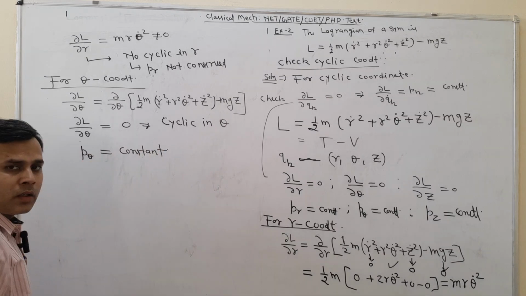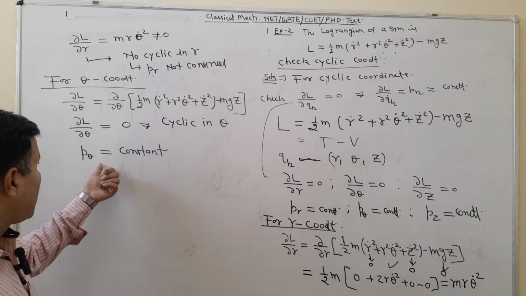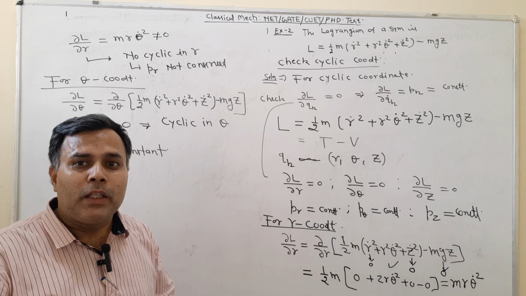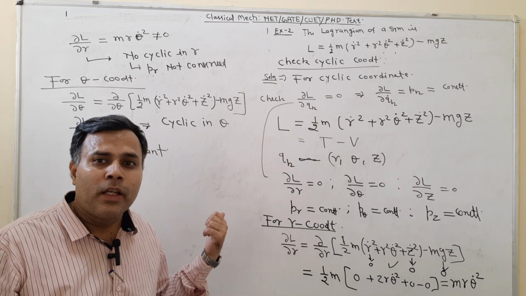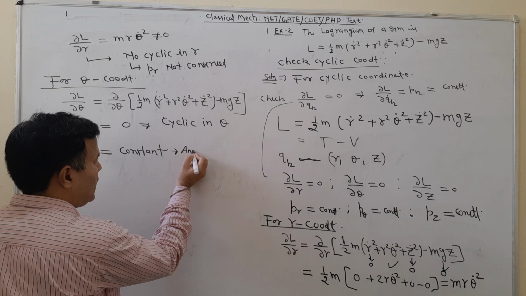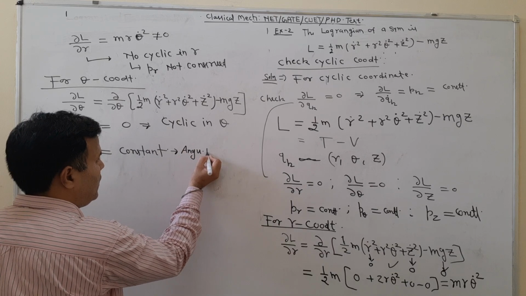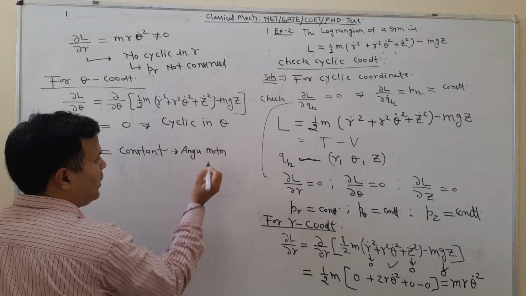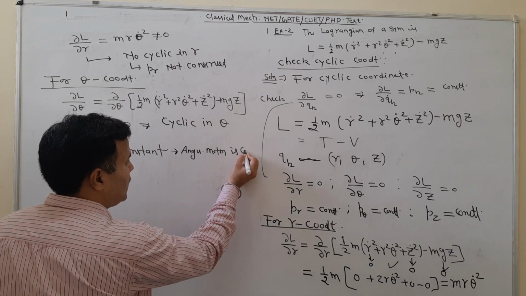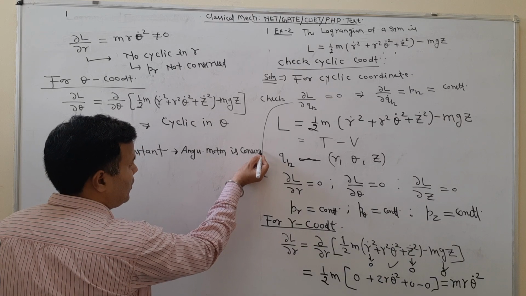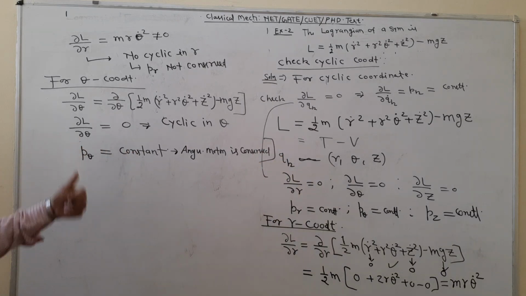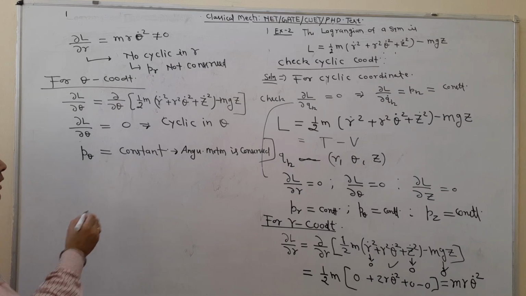P theta is constant, which means angular momentum is conserved. P_r is linear momentum, but P theta is angular momentum. So this again implies that the angular momentum corresponding to this dynamical system is conserved. Now let us analyze the z coordinate.